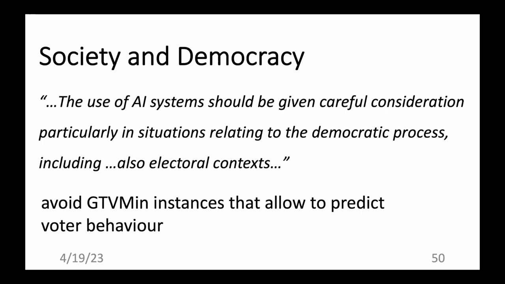Yes, another aspect here is society and democracy, in relation to federated learning's effect on society and democracy. The use of AI systems should be given careful consideration, particularly in situations relating to the democratic process, including electoral contexts. So during elections, you might forbid the use of specific labels, so not to use as quantity of interest the political sentiment of a person, or the level of how much the person can still be persuaded about a certain political party. So you might just forbid such machine learning tasks or machine learning models.